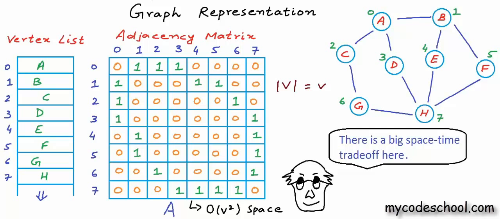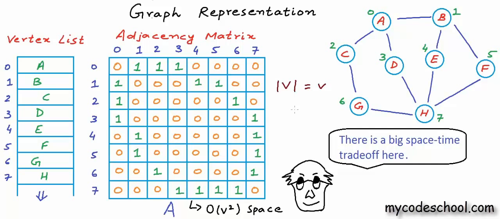We are not just storing the information that these two nodes are connected, we are also storing the not of it. That is, these two nodes are not connected, which probably is redundant information. If a graph is dense, if the number of edges is really close to V square, then this is good. But if the graph is sparse, that is, if the number of edges is a lot less than V square, then we are wasting a lot of memory in storing these zeros.